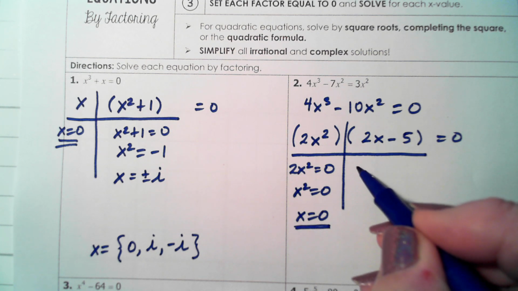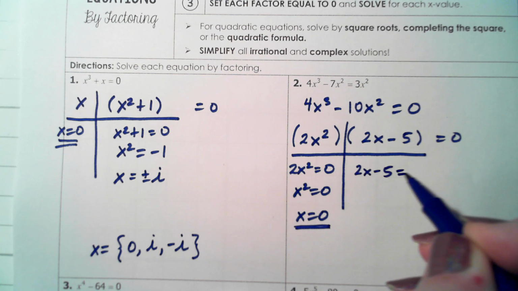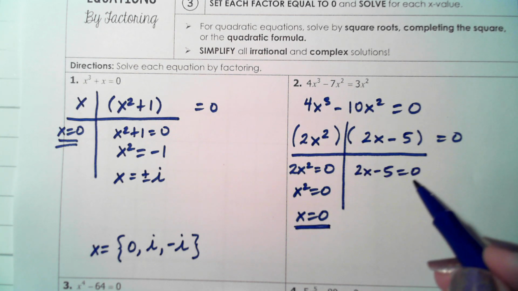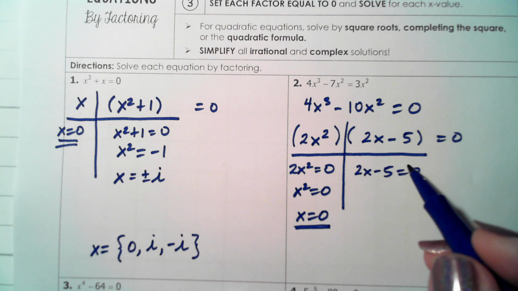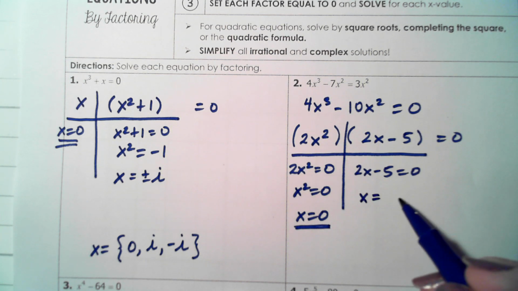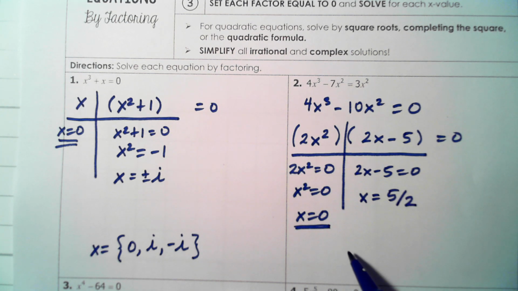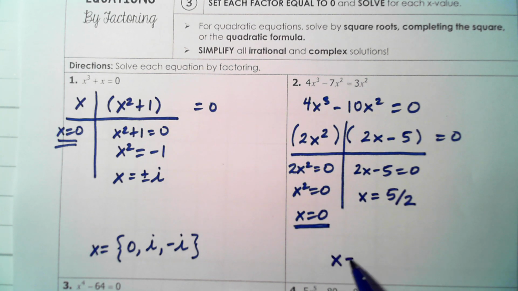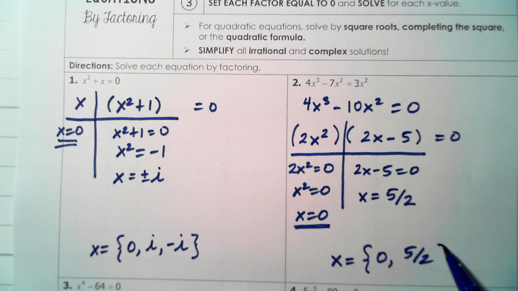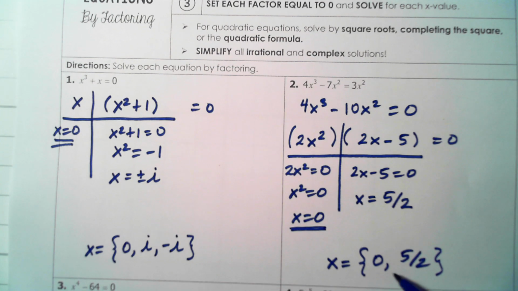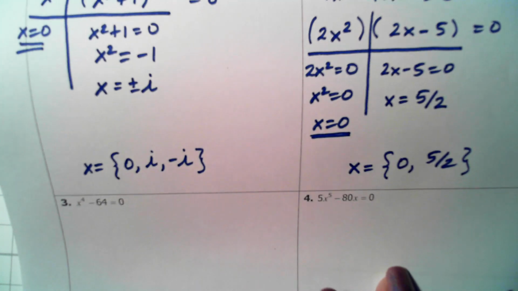On this side, we're going to take 2x minus 5 and have that equal to 0. We would add 5 to both sides and divide by 2, and you get that x is equal to positive 5 halves. And so your answer would be written in proper format: x is equal to the set of 0, 5 halves. Now, if I wanted to know multiplicity, you would write x, and then down below, multiplicity of 2. Well, that's not necessary. We're just writing down our solutions here.